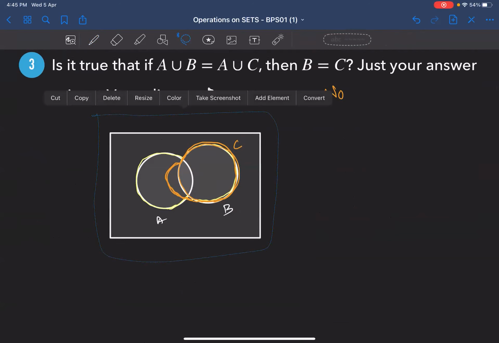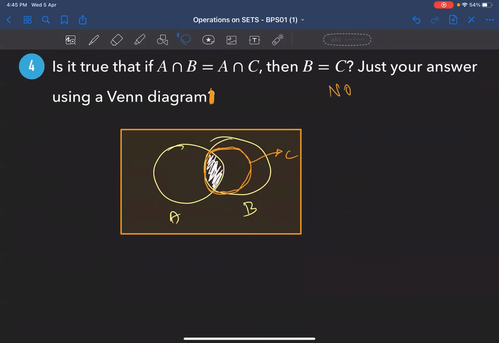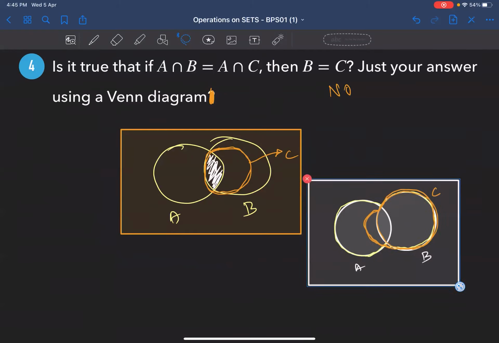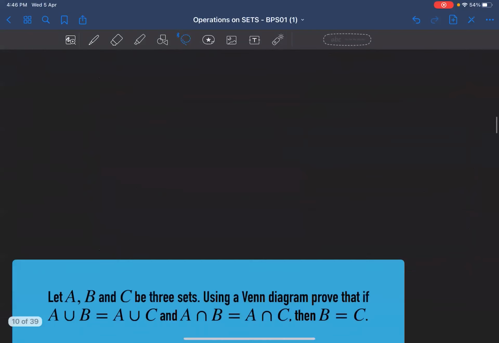Let me copy this. Let me put it here. Why is it not coming? Paste. Okay. Let me copy these two together. So now you should. Okay.